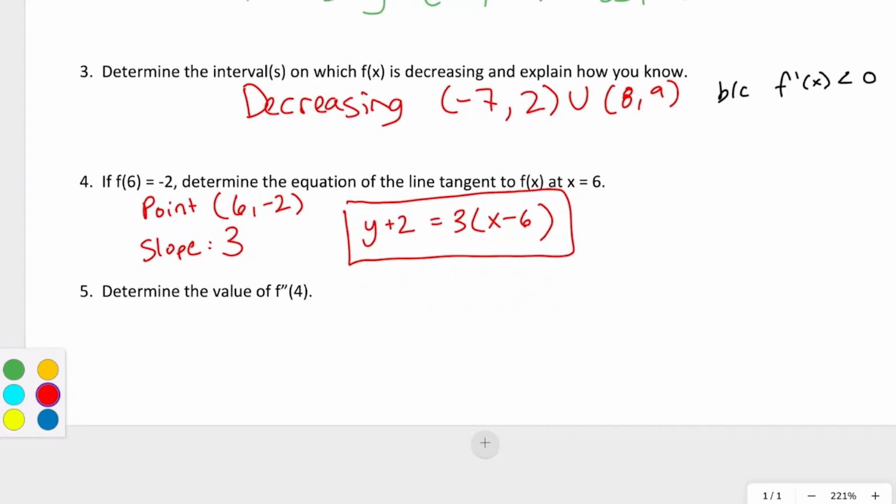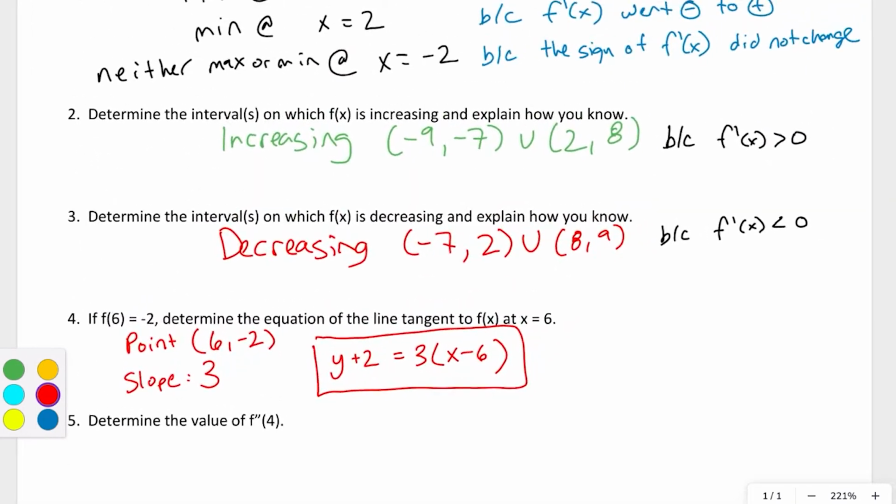The normal one? So we don't have to worry about that, right? Because this one's not asking about the normal line.